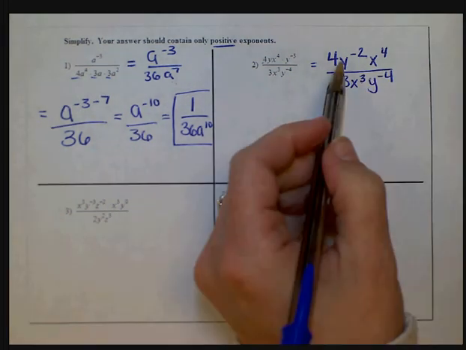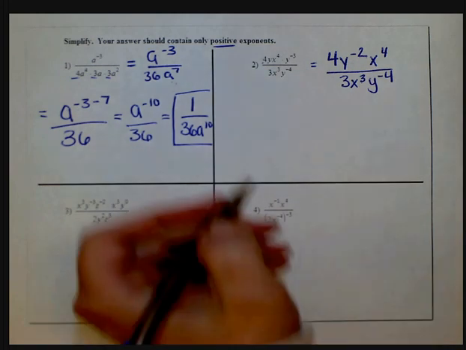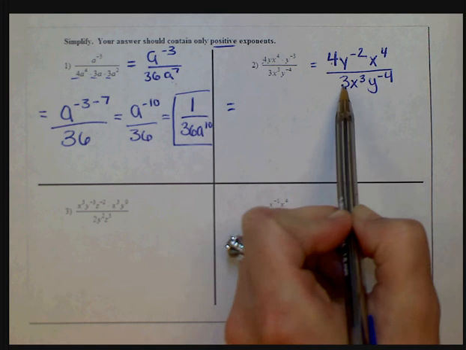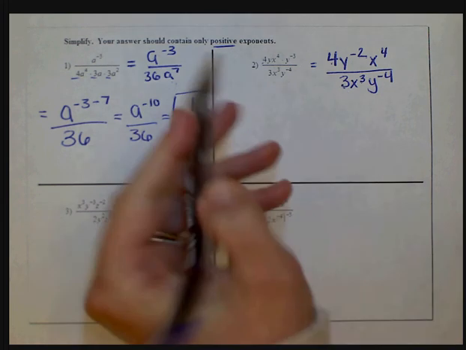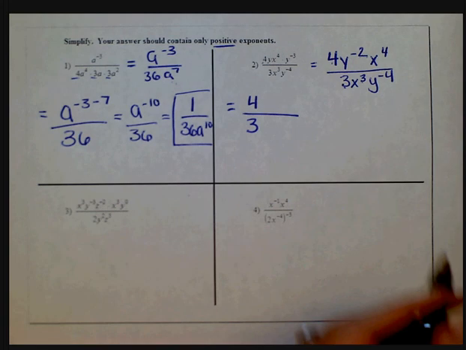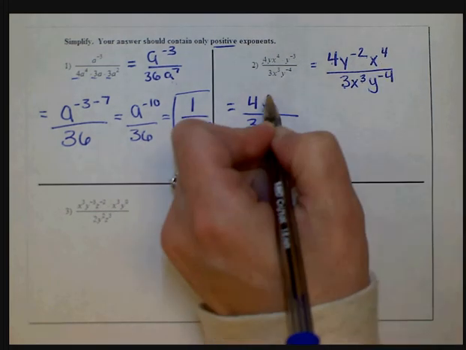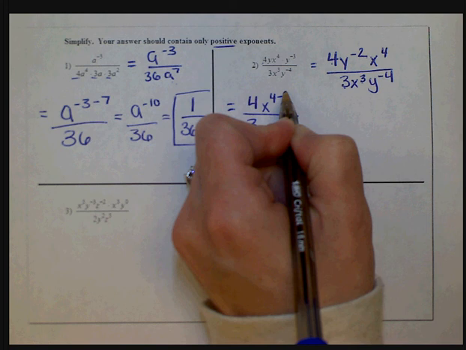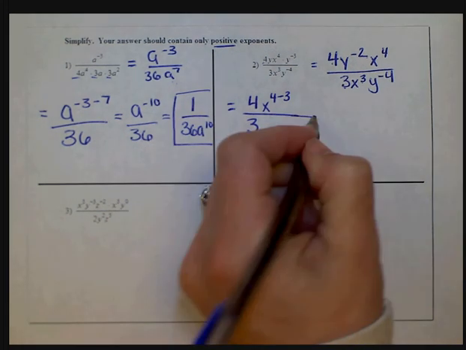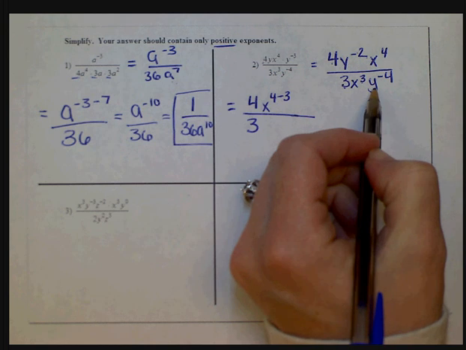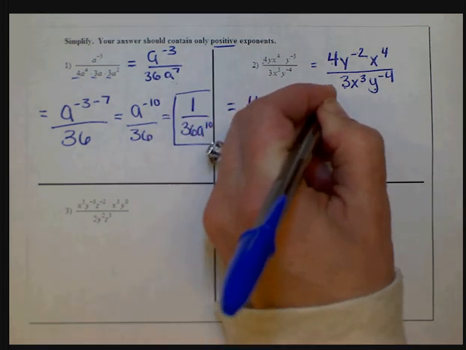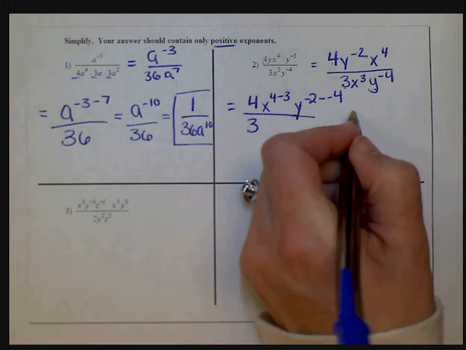Now I see I have like bases being divided, so I'm going to subtract those powers. I check out the numbers. I have 4 divided by 3. That doesn't divide evenly, and it can't be reduced, so I keep the 4 on the top, and I keep the 3 on the bottom. So I look at my x's. I have x to the 4th on top, x to the 3rd on the bottom, so that'll be x to the 4 minus 3 on top of the fraction. And I have y to the negative 2 divided by y to the negative 4. So it'll be y to the negative 2 minus negative 4 on the top.